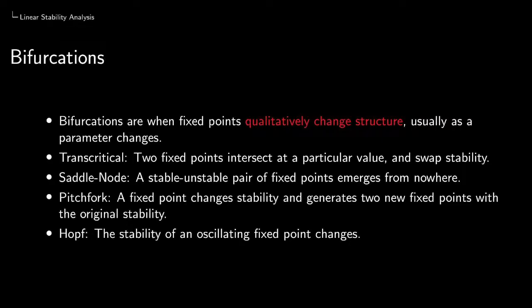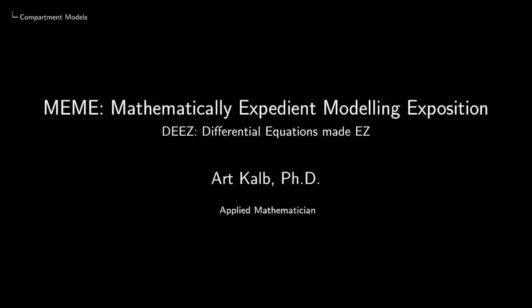The final one is a Hopf bifurcation, which can be understood as an oscillating fixed point changing stability. You can have an unstable spiral turning into a stable spiral, or vice versa. Those are the four main kinds of bifurcations. And with that, that concludes today's seminar on compartment models and linear stability analysis.